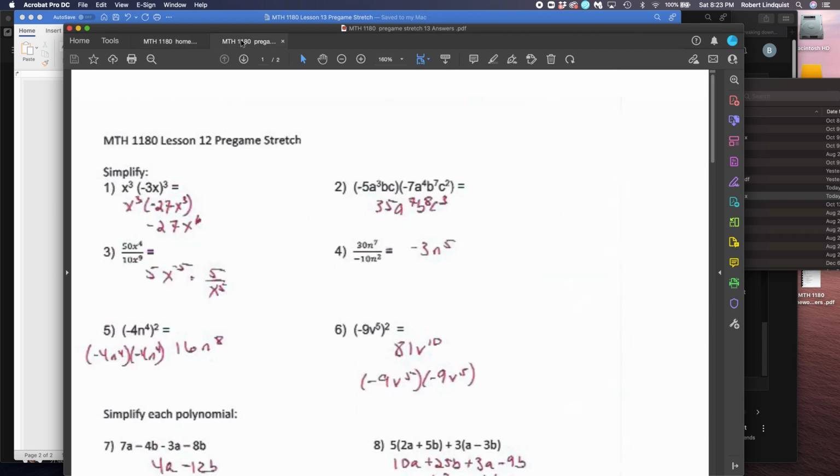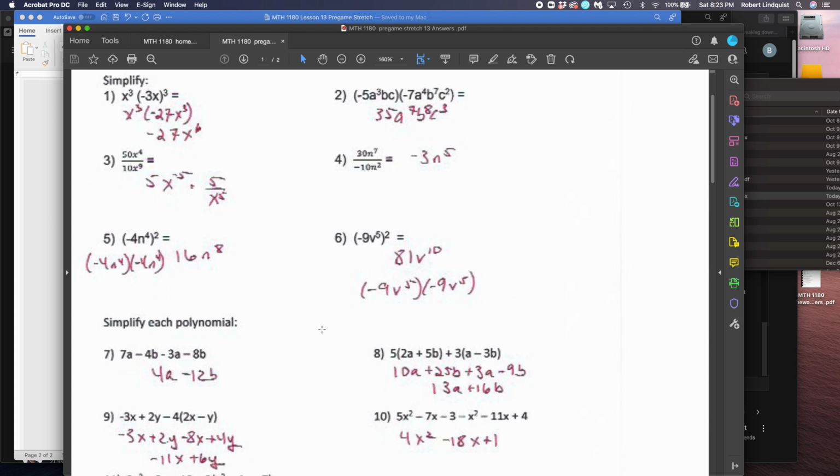And here are the pregame stretch answers. In number 1, a possible pitfall: you have to make sure that that -3 also gets cubed to make -27, right? That's a mistake that students will make. In number 5, similarly. Okay, yeah, number 5 is correct. I was looking at my work, I couldn't follow it for a second. -4 squared is 16, so similar in that one. And in number 6, -9 squared is 81. So don't forget to do that one.